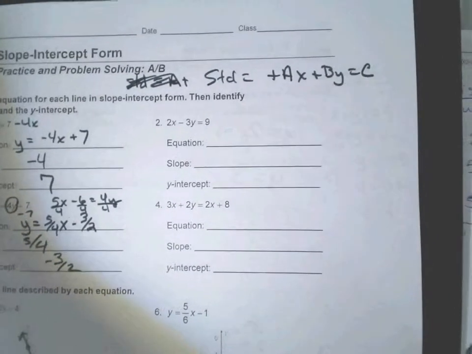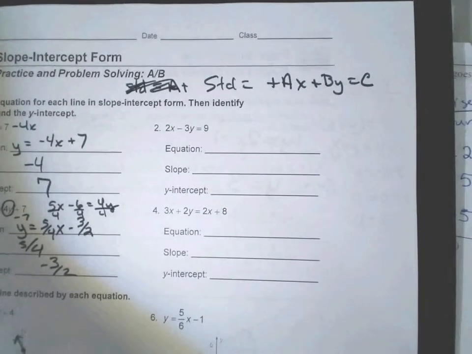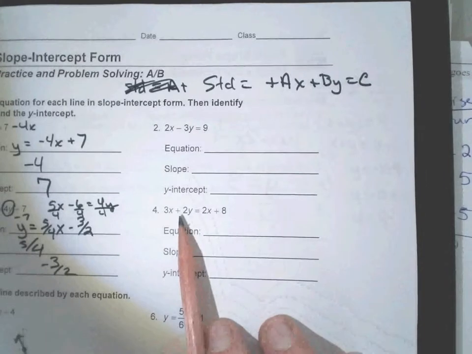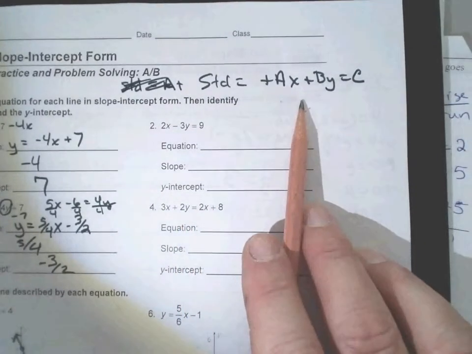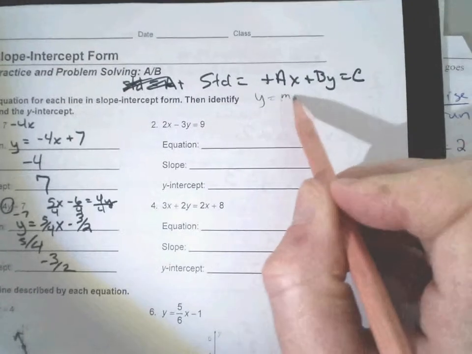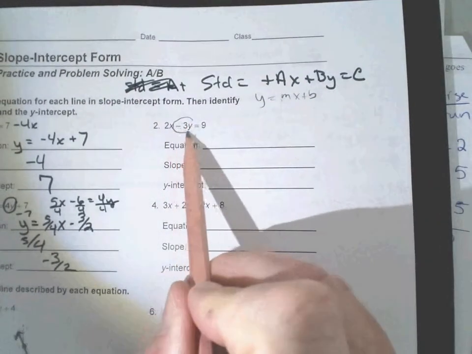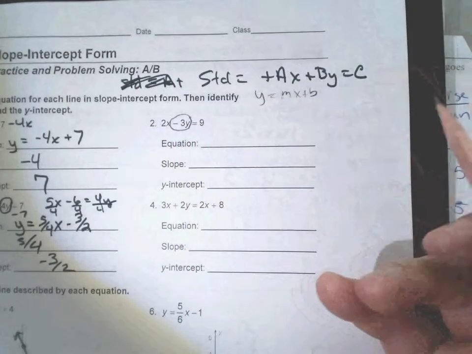Okay, so we're going to work on a couple of these problems to make sure that you fully understand exactly how we're supposed to set these up. These problems are in some type of standard form, ax plus by equals c. We need to get them to y equals mx plus b form. So the first equation starts off with 2x minus 3y equals 9.